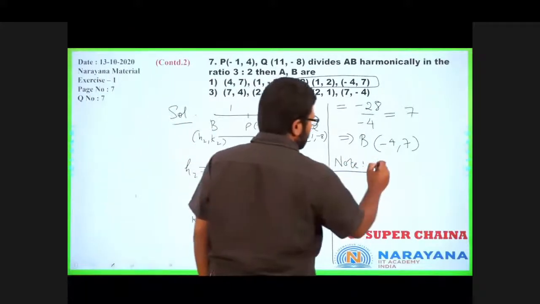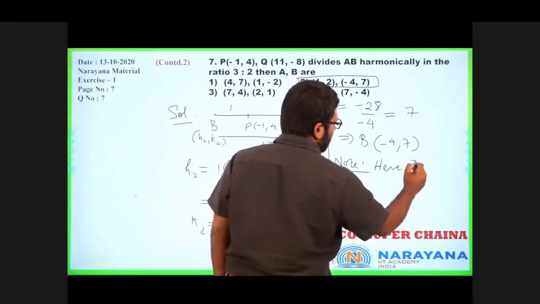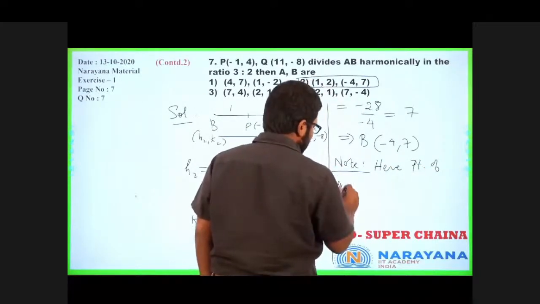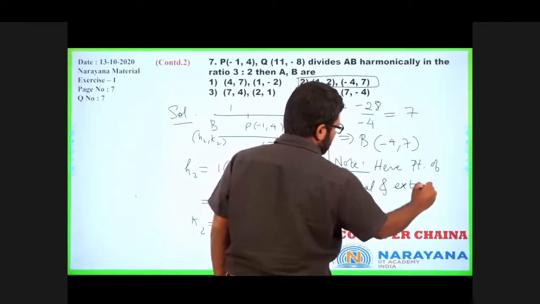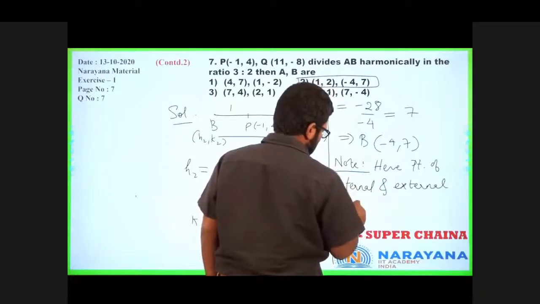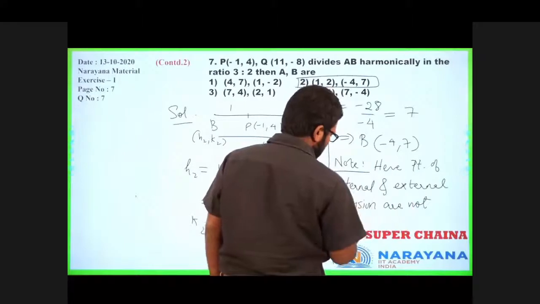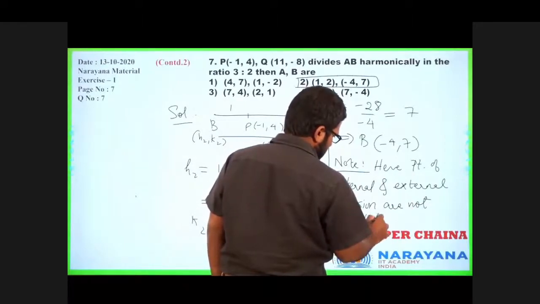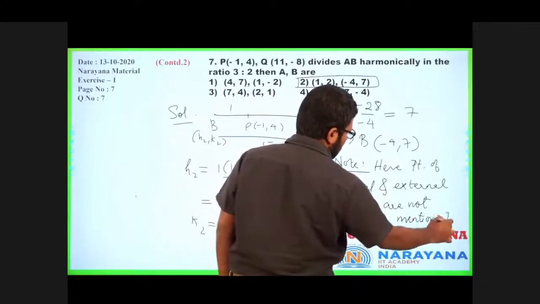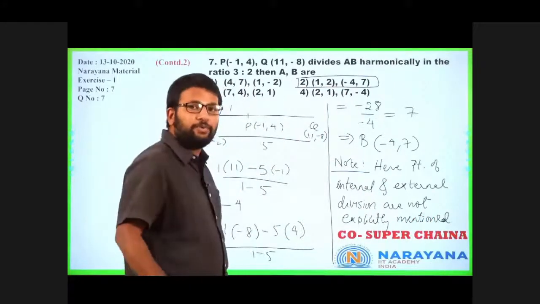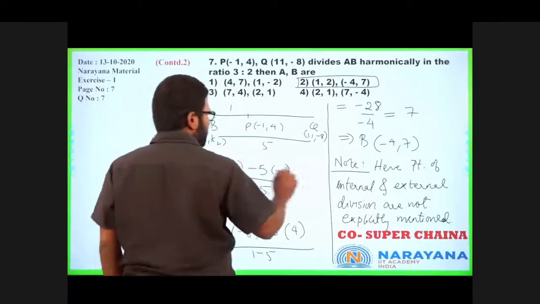Okay, so we will just mention here: points of internal division and external division are not explicitly mentioned. Okay, if they are explicitly mentioned, then you proceed according to that information only. Okay, all right.